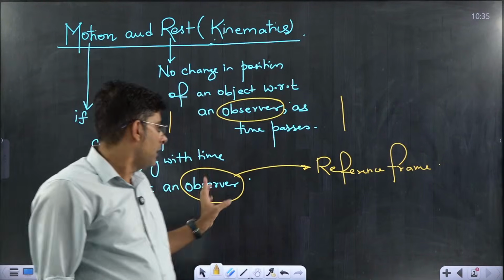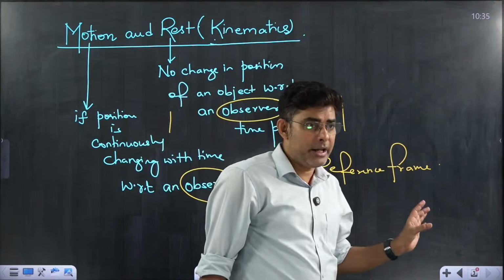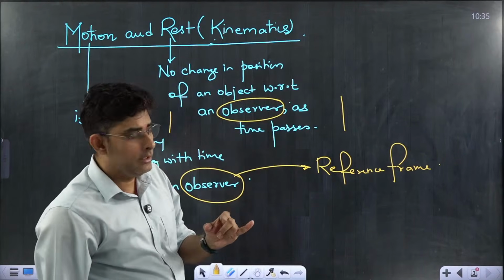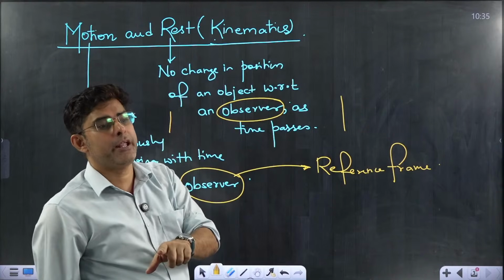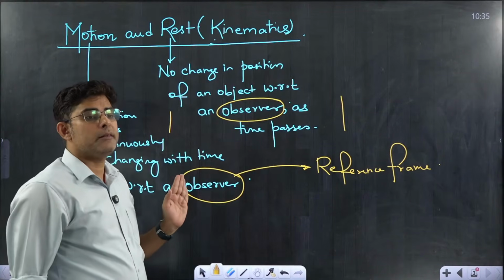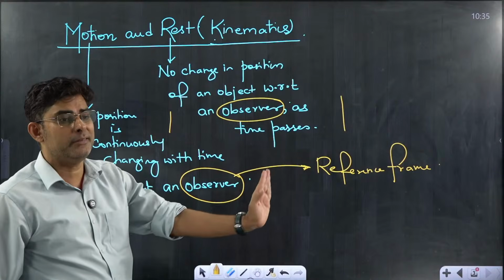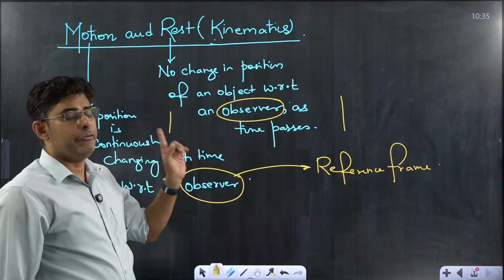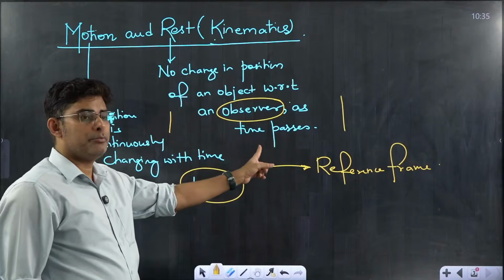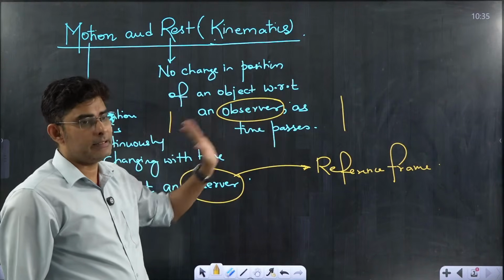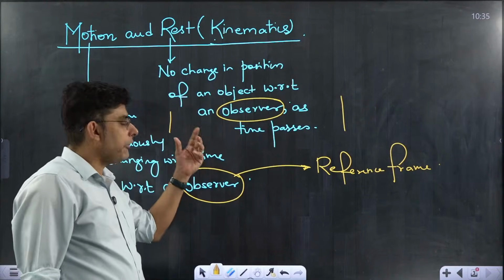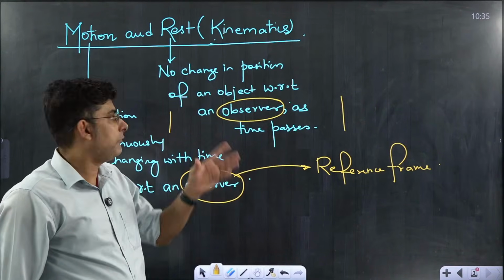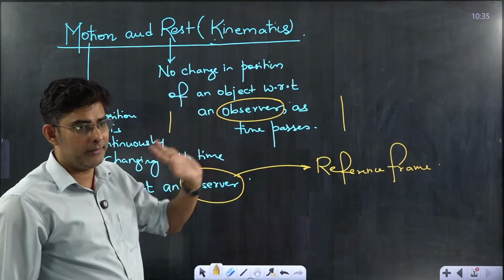So here, in any reference frame, first of all we have to decide who is looking at the object. And then with respect to that frame, if the object appears to change its position continuously, it is in motion. If it is not changing its position, I will say that it is at rest. That's it. No more difficult concept for rest and motion, only understand this.